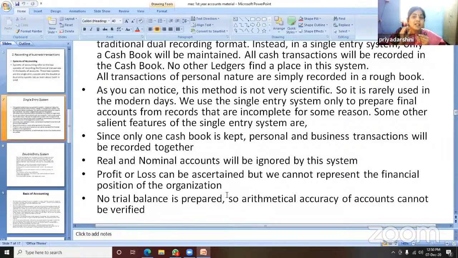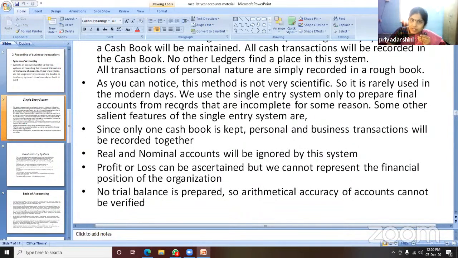So then we will get the arithmetical accuracy of accounts. Debit must be equal to the credits. That is the arithmetical accuracy that we show in trial balance. Under single entry system, this arithmetical accuracy is not followed. So that is about single entry system.